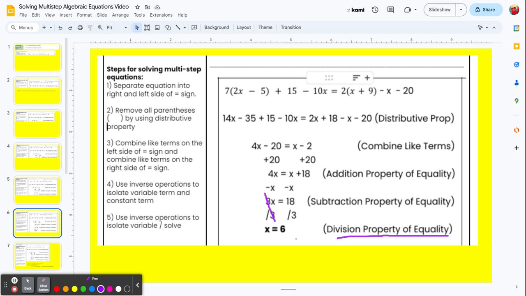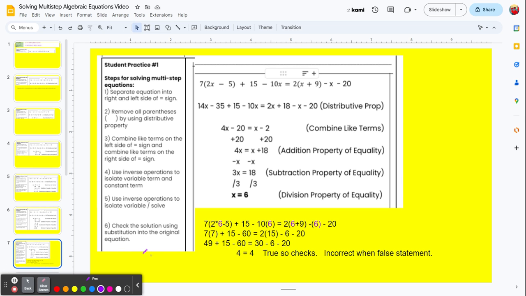I have 40 pounds on both sides of the equation. It's still balanced. So x equals 6 is our answer. What do we do next? That's right. We are going to check our solution using substitution into the original equation. It's important that you go all the way back up to the original equation.